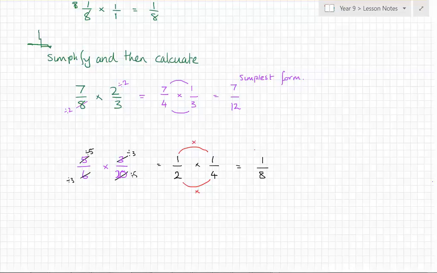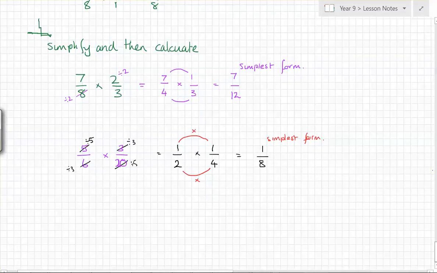Sign because we're talking about... So again, 1 over 8 is simplest form. All right? And you're always going to be in simplest form if you've got a 1 on top.